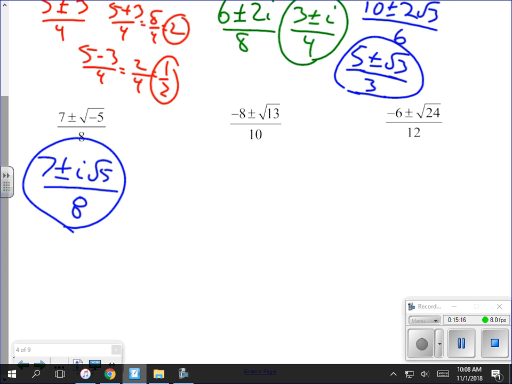Okay. Can I simplify the radical? No, there's no negative, so there's no i to pull out. Square root of 13. 13, the only factor is 13, or 1 and 13. I can't reduce it, can't simplify it. That one's done.